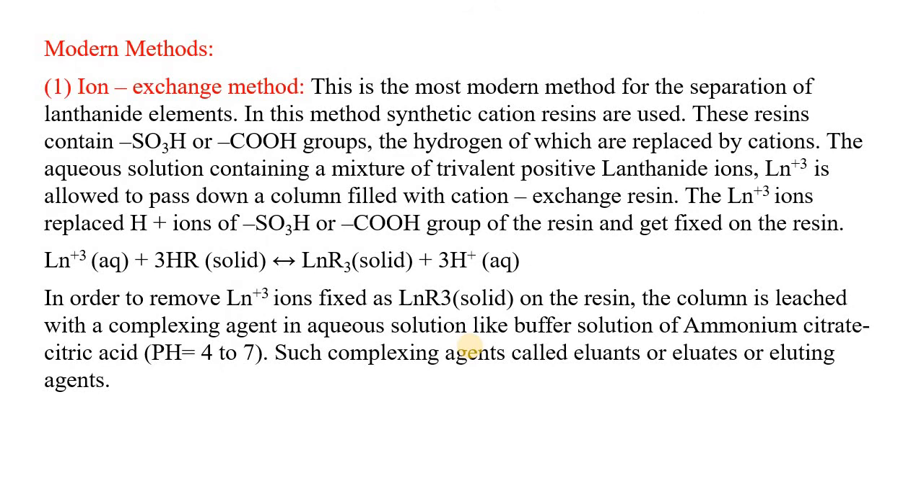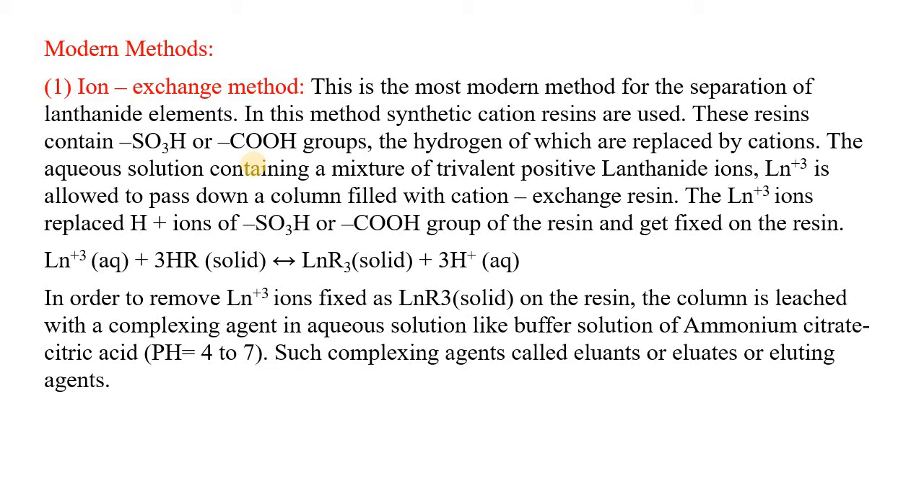Now, the modern method: the ion exchange method. In this method, the ion exchanger is packed in a column. The ion exchanger usually contains these groups, SO3H and COOH. The H of these groups is substituted by the lanthanide ions, which are represented by Ln plus 3.